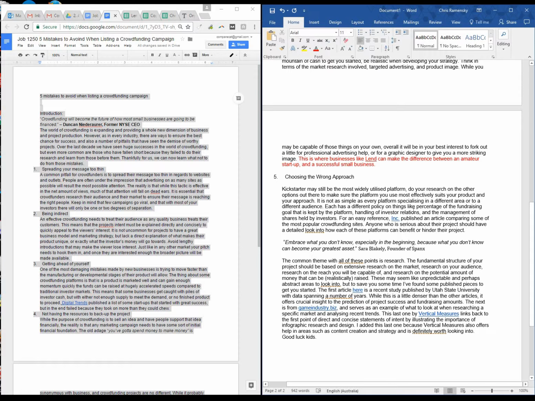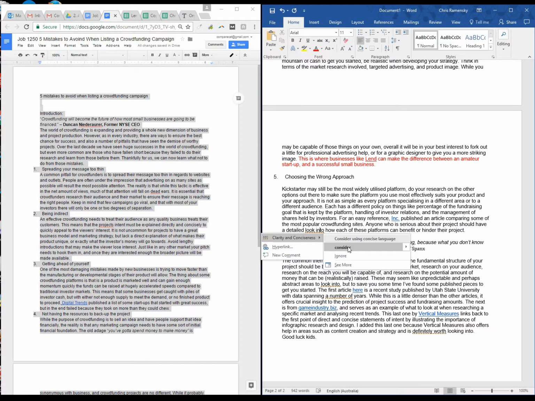Each has a different policy on things like percentage of the fundraising goal that is kept by the platform, handling of investor relations, and the management of shares held by investors. For an easy reference, Inc. published an article comparing some of the most popular crowdfunding sites. Anyone who is serious about their product should have a detailed look into how each of these platforms can benefit or hinder their project.